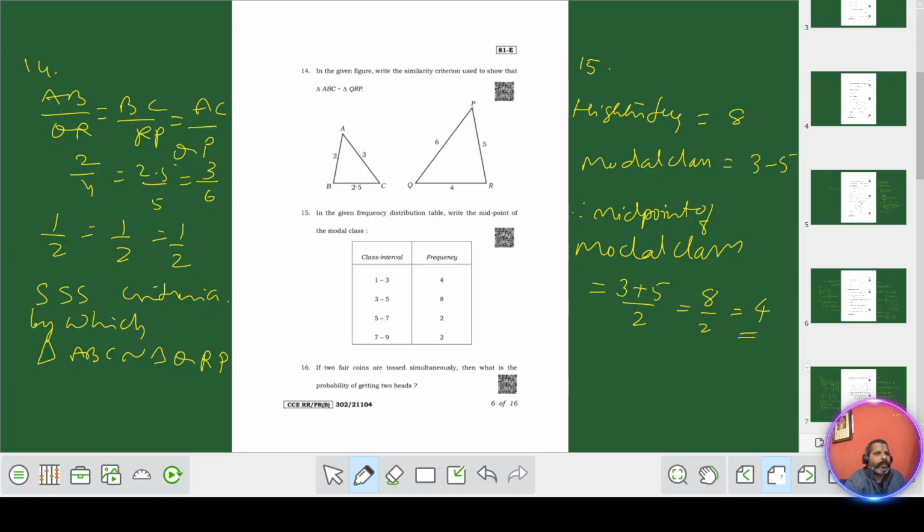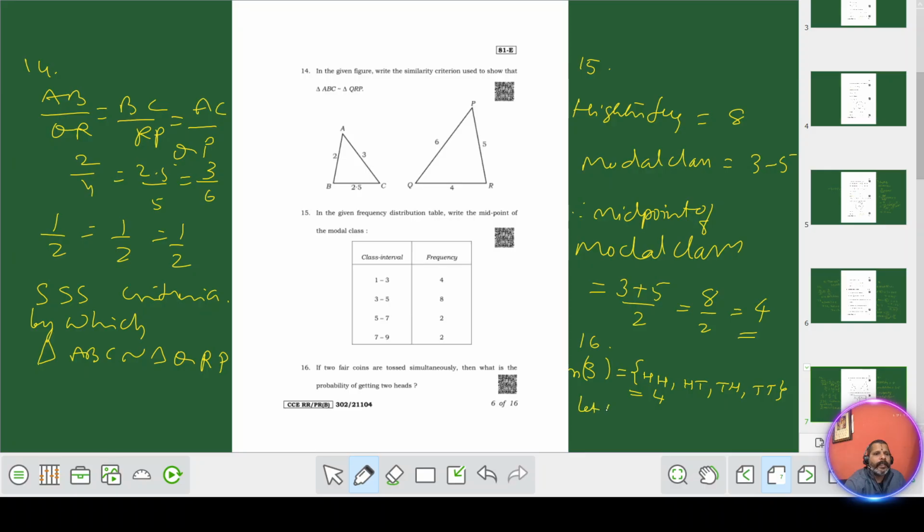That is the last question in the first 1 mark set. If two fair coins are tossed simultaneously, then what is the probability of getting two heads? So first, the sample space. When one coin is tossed, the outcomes will be H and T. Now HH, HT, TH, TT. This is the sample space.